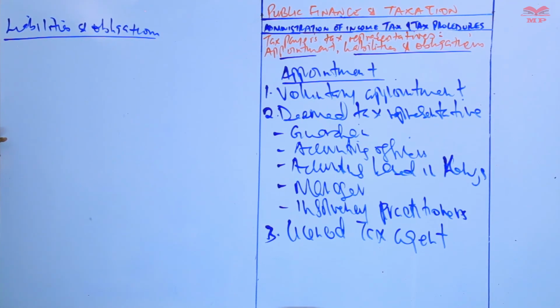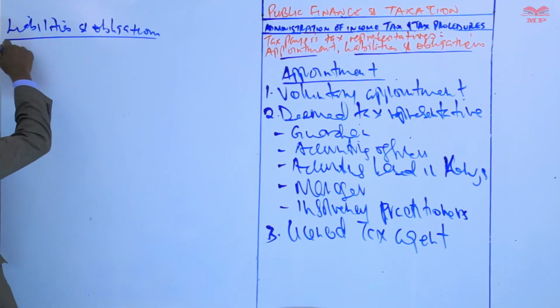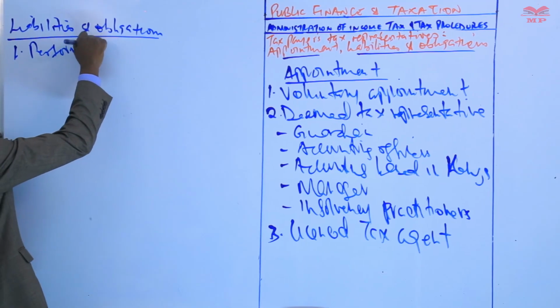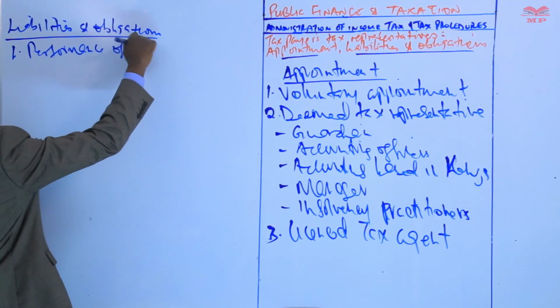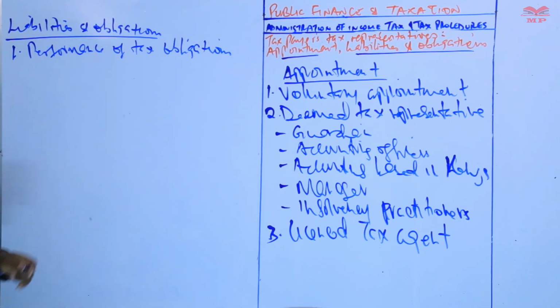The first obligation or liability is performance of tax obligations. A tax representative is responsible for performing any duty or obligation imposed by a tax law on the taxpayer they represent.